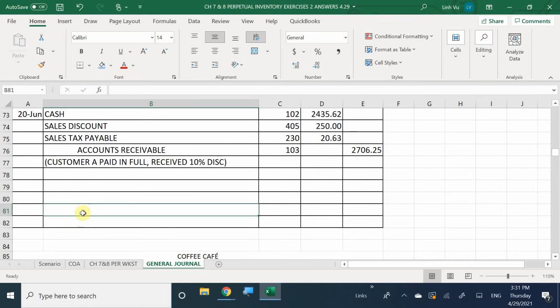Cash. Okay, I guess you could squeeze in here. So it's 620. We received cash. Right? And we sold something and we also have sales tax payable. Good.